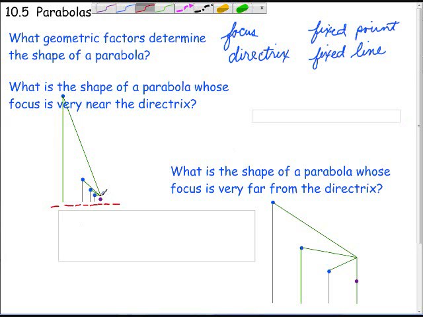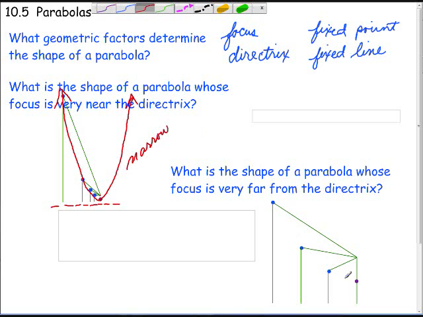So the focus is not very far from the directrix. What's this point right in the middle here? That's my vertex. So if I go to draw this, we get a shape that looks like this, which is fairly narrow.